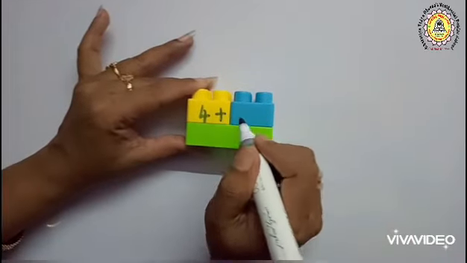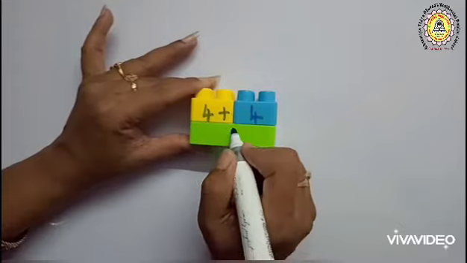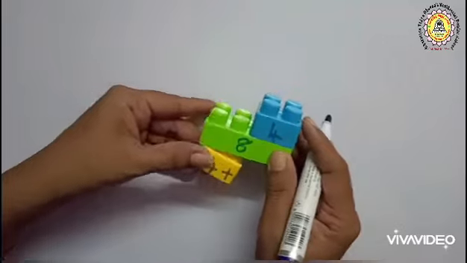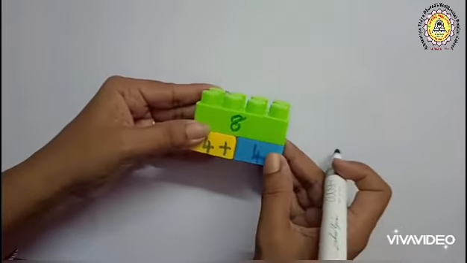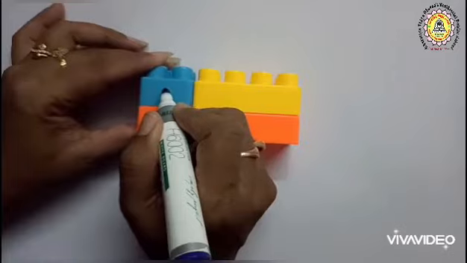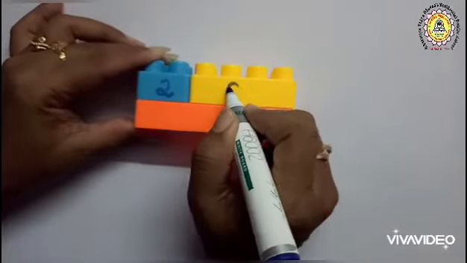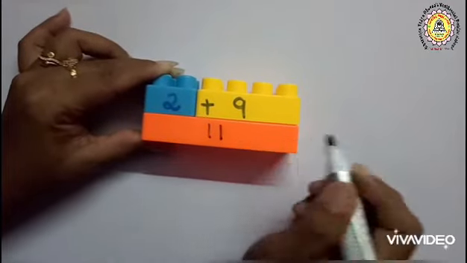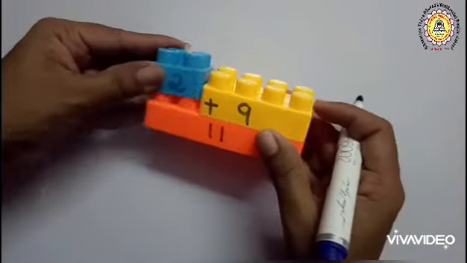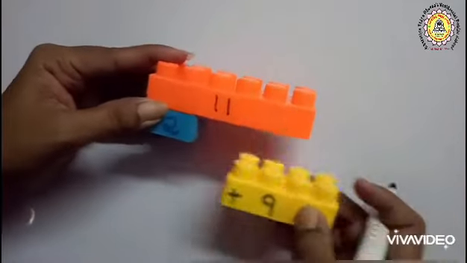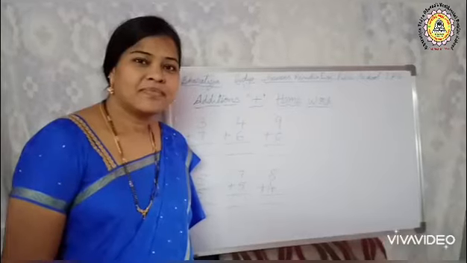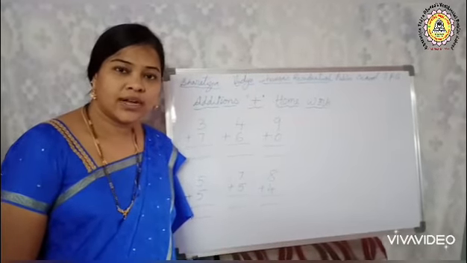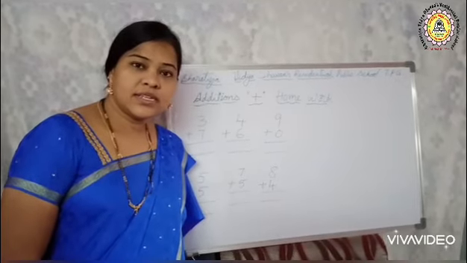4 plus 4 is equal to 8. Like the same, 8 is equal to 4 plus 4. 2 plus 9 is equal to 11. Likewise, 11 is equal to 2 plus 9. Until now, we have learned additions by adding 0, 1 and 3 one-digit numbers, no children?